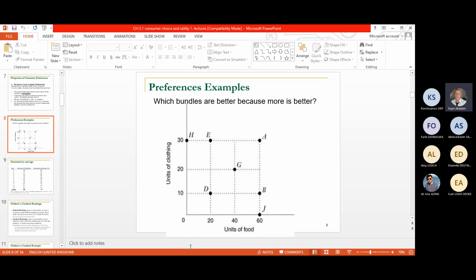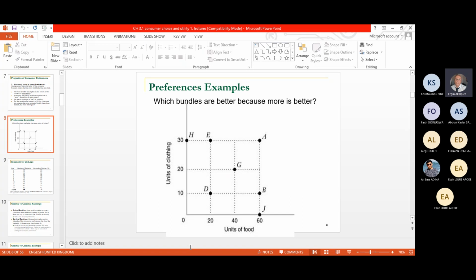For a person who consumes more food, B is probably better. For someone who consumes more clothes, E is probably better. But if asked which one, you will understand that as you move away from the origin, the better-off position and the bundles are enlarged. This is only roughly indicated, and we are not able to determine which combination is the best possible option for the given scenario.